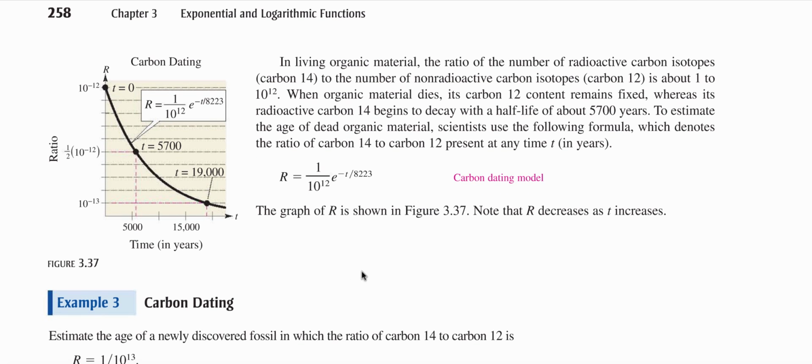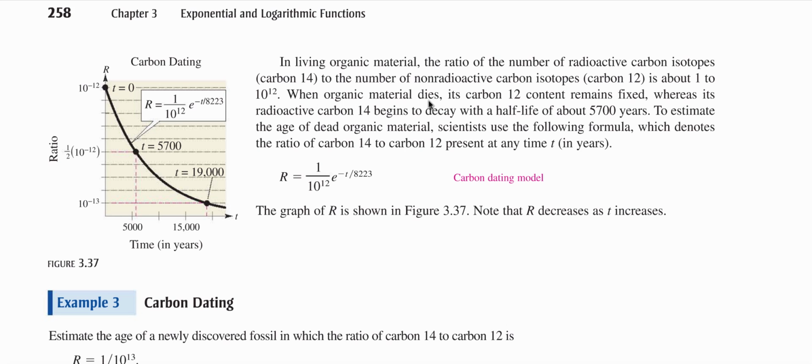Let's check out the following carbon dating problem. Now, carbon dating only works on living organic material. That's important. In living organic material, the ratio of the number of radioactive carbon isotopes, which is called carbon-14, to the number of non-radioactive carbon isotopes, which is called carbon-12, is about 1 to 10 to the 12th.